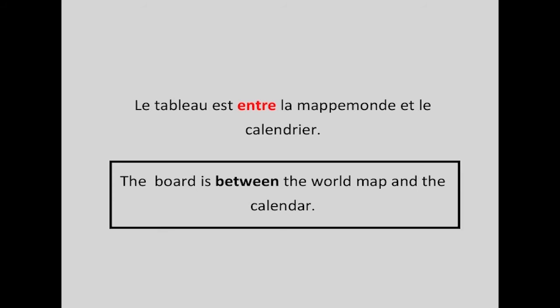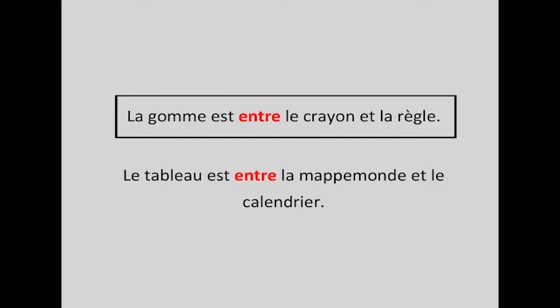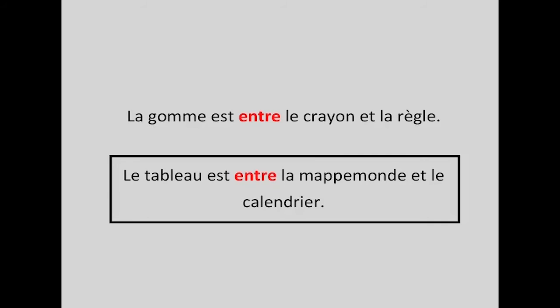I'll again read the two French sentences. La gomme est entre le crayon et la règle. Le tableau est entre la mappemonde et le calendrier.